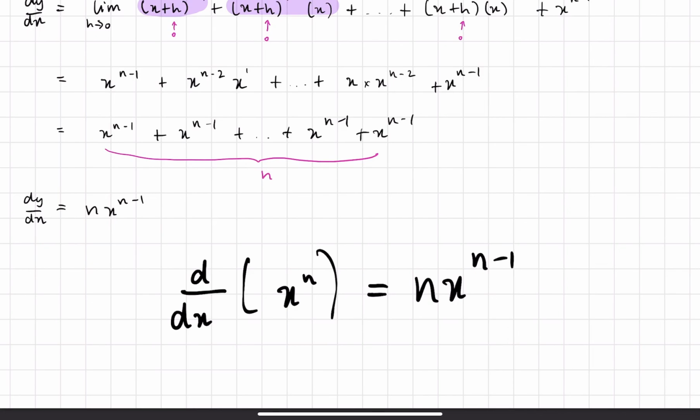So in the future, from this point on, if you see any question, we can just differentiate like this.